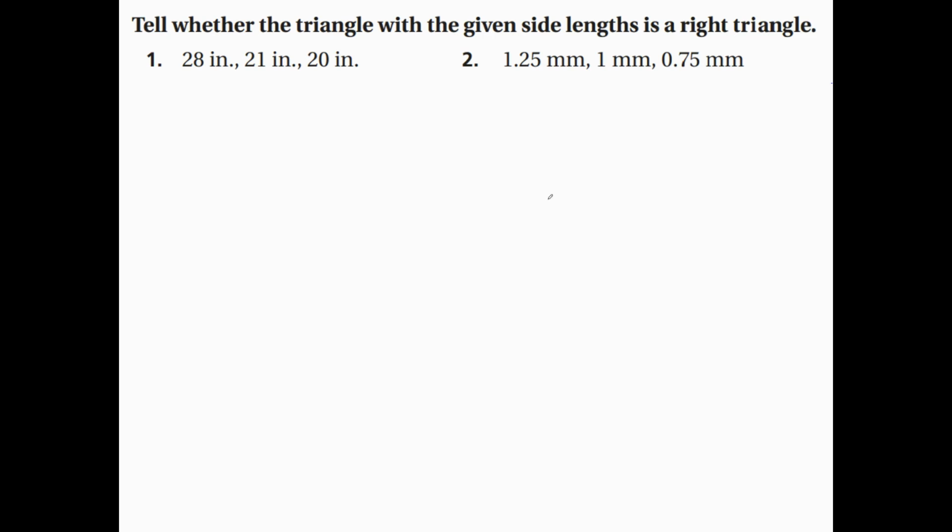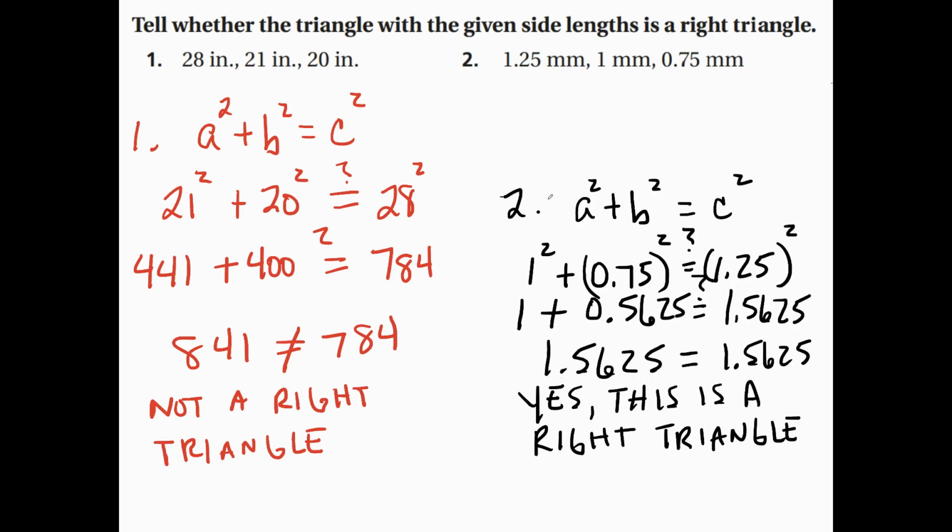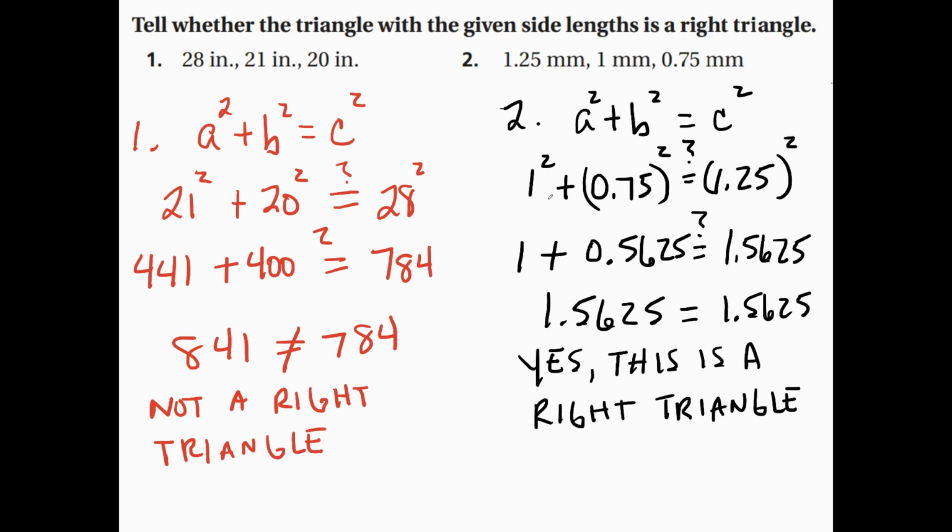All right, so we're back. And for the first one, write down the formula. And I see that the left side and the right side are not equal. Okay, so those values are not the side lengths of a right triangle. What about number 2? I put the numbers in there, and I see that the left and the right-hand side are equal. So, yes, that is a right triangle. You can have a right triangle with those side lengths, okay? So that is a Pythagorean triple, 0.75, 1, and 1.25.